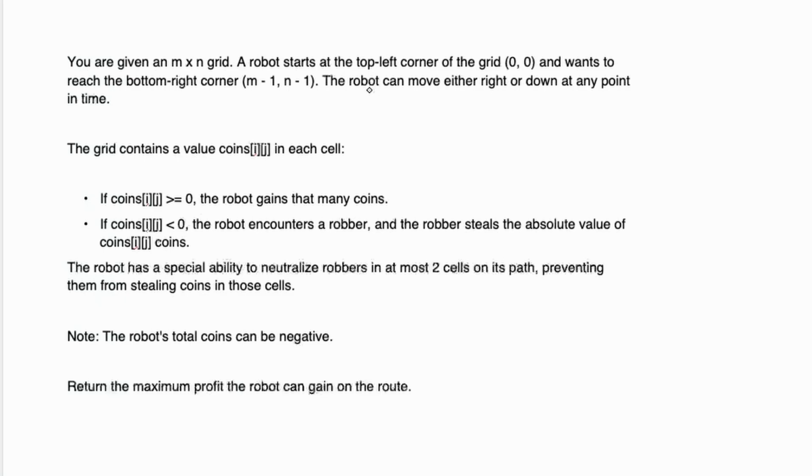And each cell in this grid will contain a certain value. So if the coins is greater than or equal to 0, we will just gain that amount of coins. But if the coins is less than 0, then we are getting robbed. And what happens when we get robbed is that a robber will steal the absolute value of the coins in that cell. So if we hit a negative cell, we will lose that number of coins. However, we have the ability to neutralize robbers at most 2 times on the path. And when this happens, instead of losing those coins, nothing happens and it's just 0 change. So we want to return the maximum profit we can get on this route.